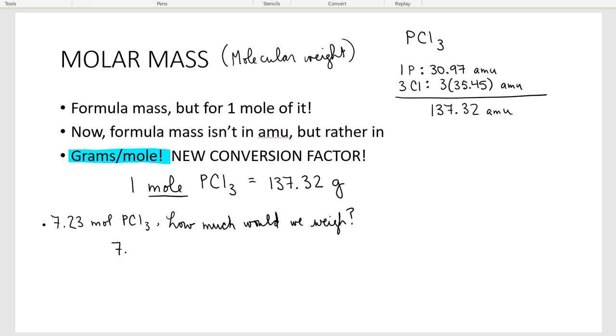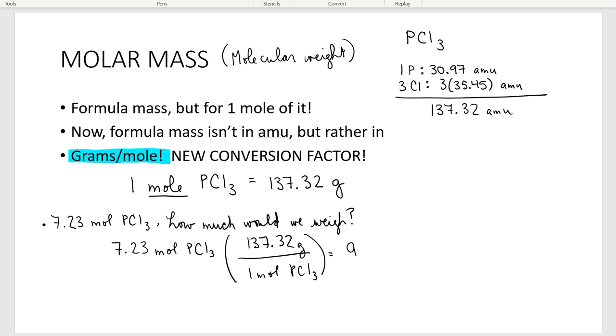So now we're going to say, okay, we have 7.23 moles of PCl3. Every 1 mole of PCl3 weighs 137.32 grams. So we would go to the lab and weigh out 993 grams, which is a lot of PCl3. Watch your sig figs, you guys. 1, 2, 3 sig figs, 1, 2, 3 sig figs. Okay? How many atoms is that?